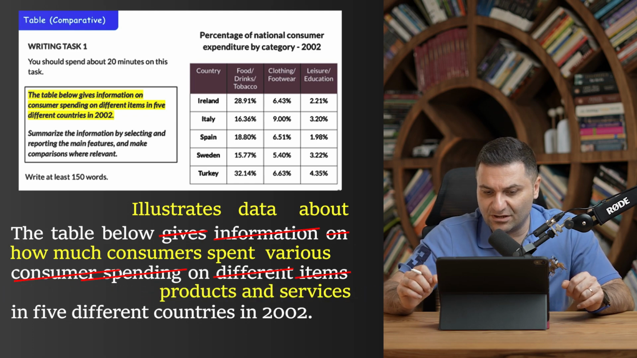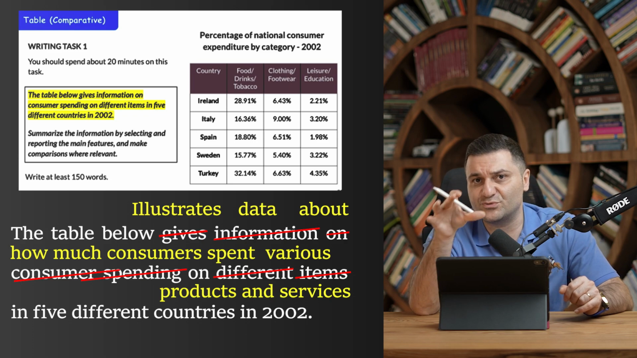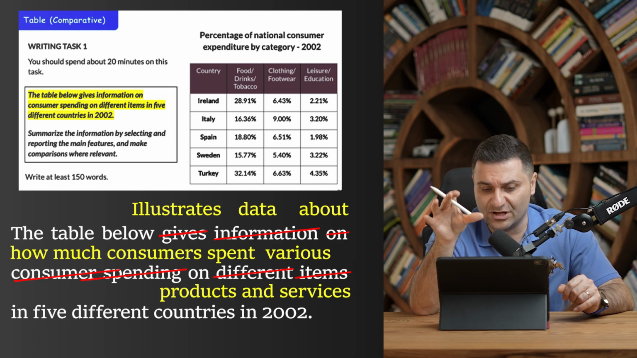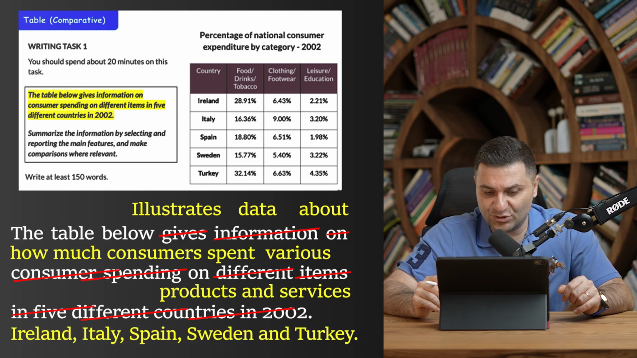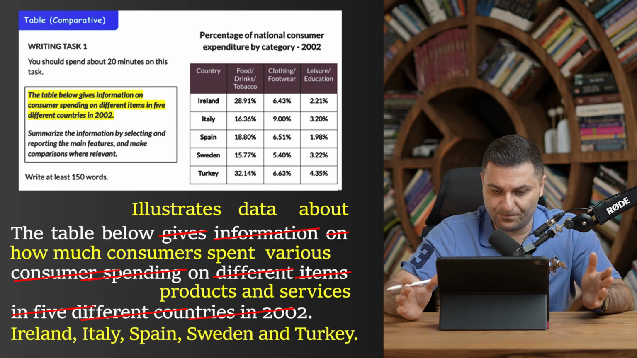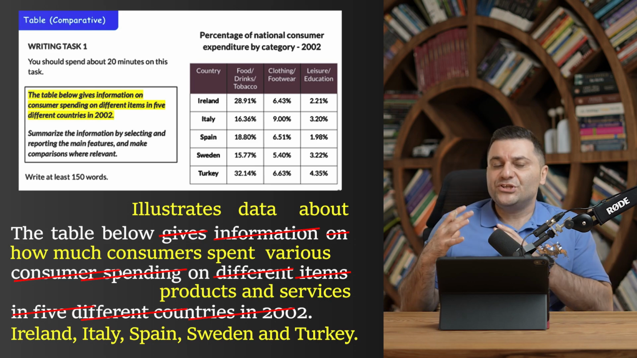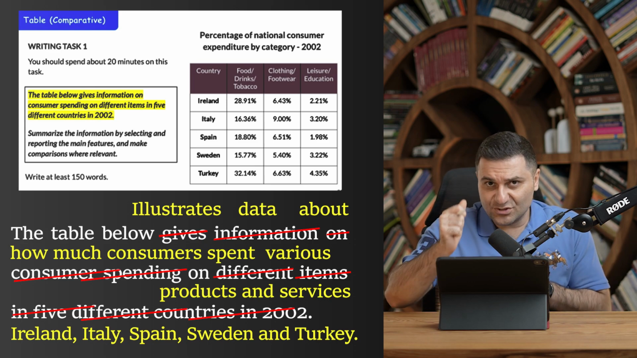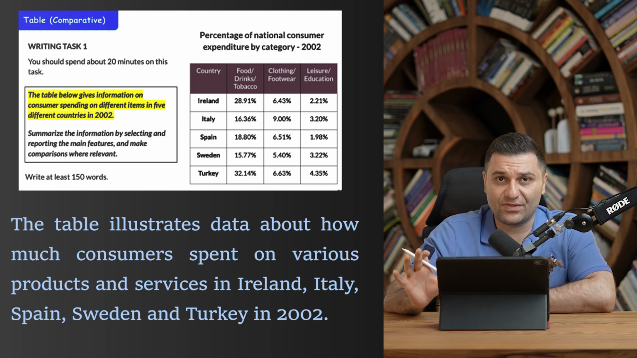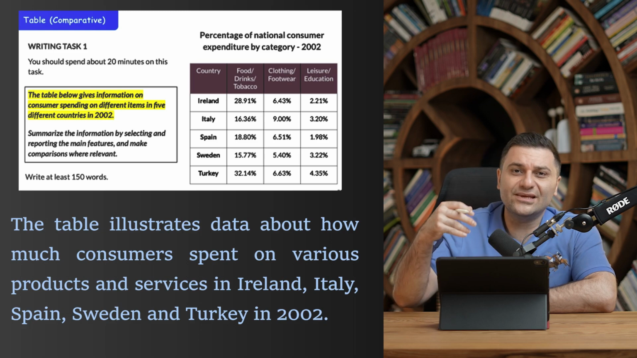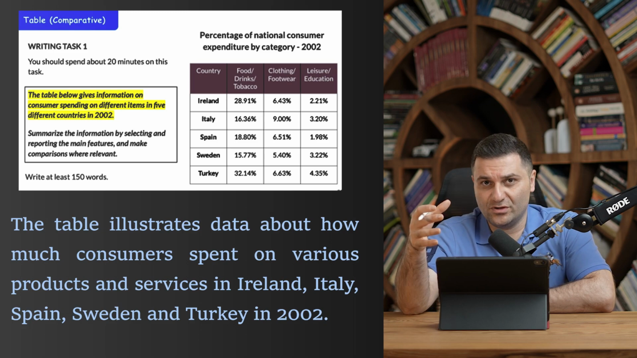In 5 different countries. So instead of 5 different countries, we can include the name of those 5 countries. Ireland, Italy, Spain, Sweden, and Turkey in 2002. So if we change the words, our sentence will be like this. The table illustrates data about how much consumers spend on various products and services in Ireland, Italy, Spain, Sweden, and Turkey in 2002. So we can change the word order, all right?